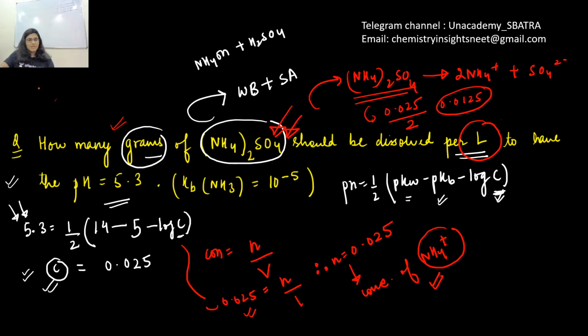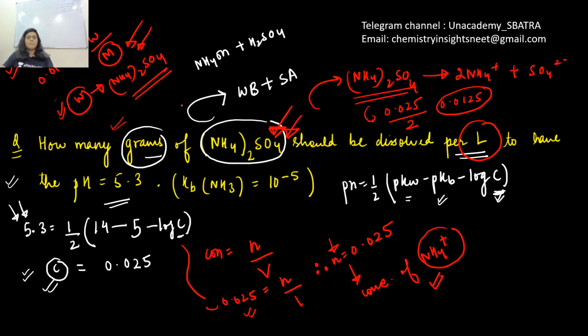And we have to find out grams. So definitely we can find out number of moles, which is also equals to this concentration, because volume is equals to 1 liter. Then number of moles is equals to given mass by molar mass. Now you have to substitute the molar mass of (NH4)2SO4, which I think you can calculate, and after substituting this value you can get the weight of ammonium sulfate.